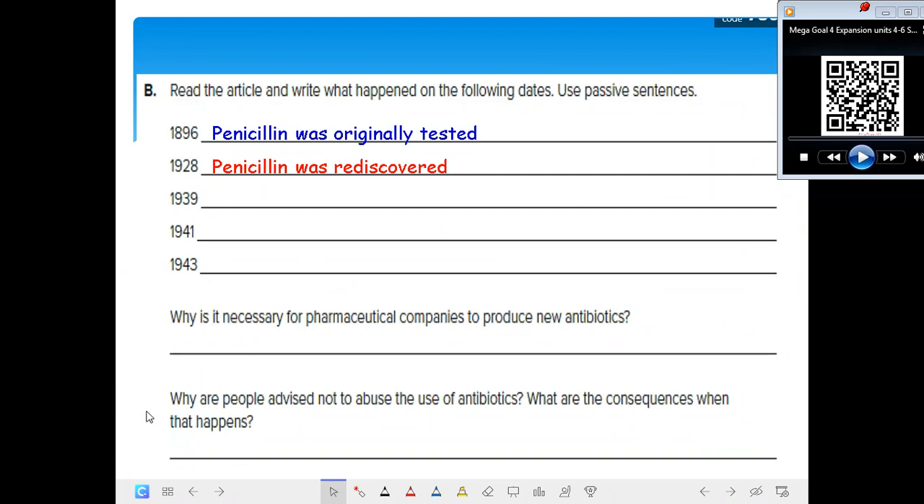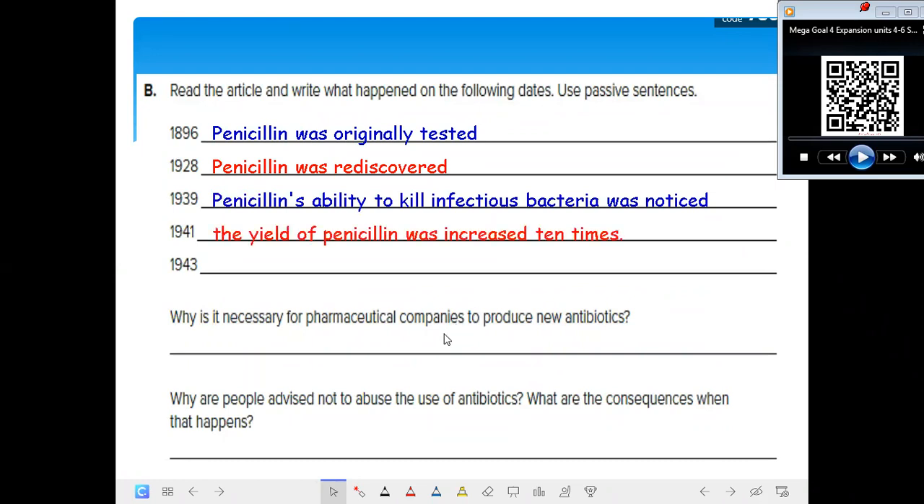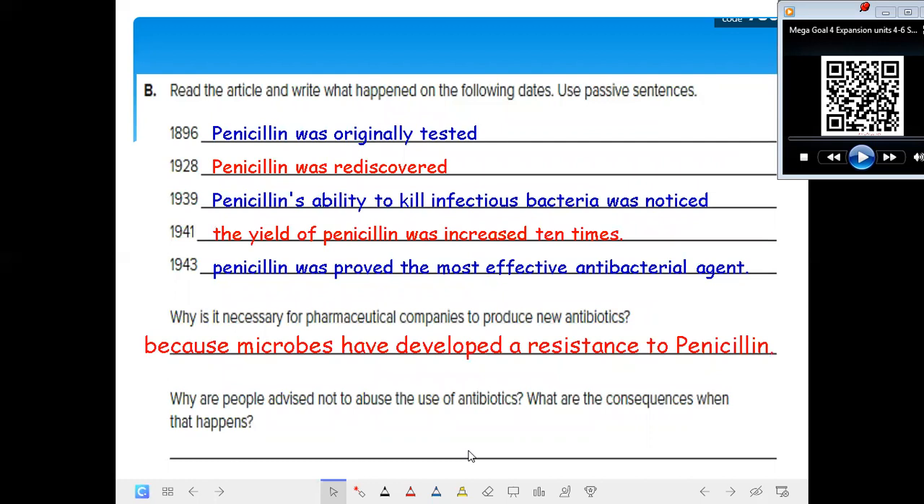Thanks, my dear students. Now I will show you the answers. I want you to write them in your workbook to complete these sentences, or to complete this exercise. And I will leave the last question for you to read the article again and answer it. Okay, good.